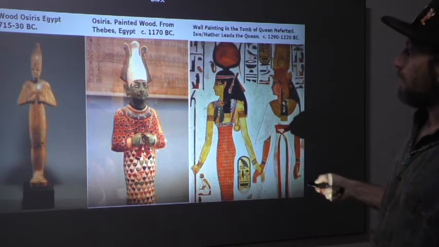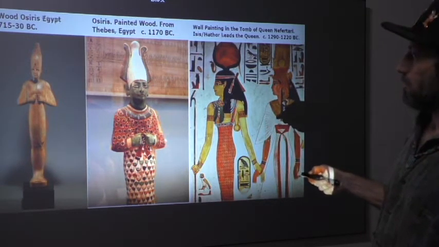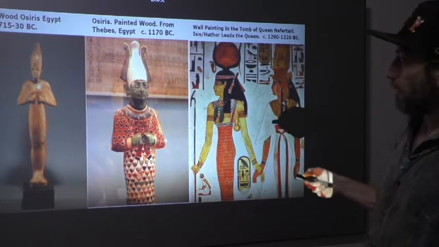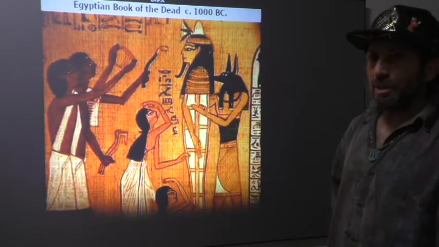Right here as well, you can see the mushroom cap shape, and also we see black dots all over a red background right here. So this is from the Egyptian Book of the Dead from 1000 BC.